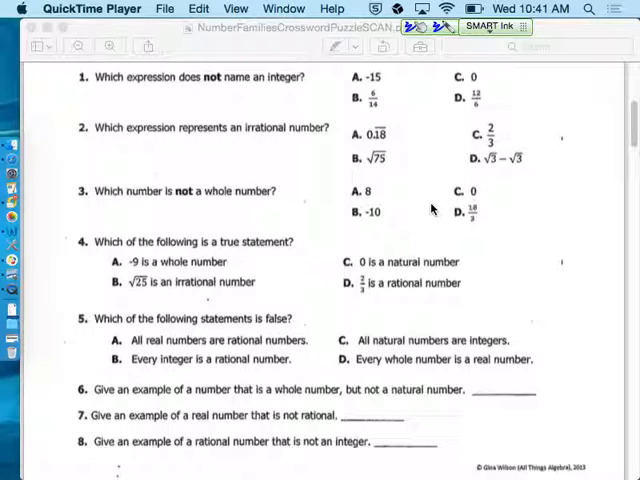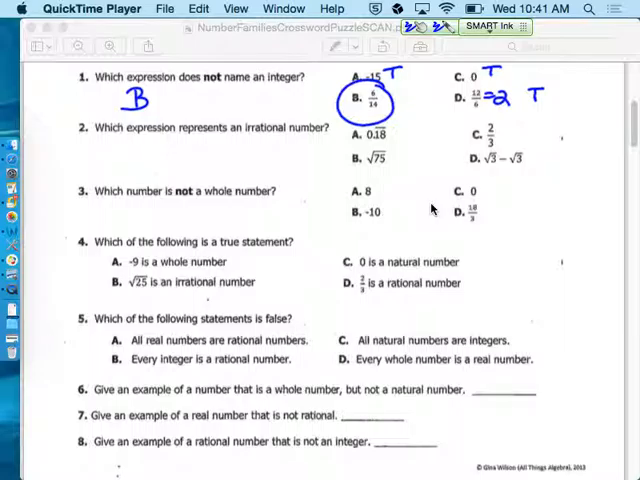Number 1, which expression does not name an integer? Well, negative 15, that is an integer. 0 is an integer. This simplifies to positive 2, that's an integer. So that means that B, even if I simplify that fraction, I have 3 over 7. So the answer here is B.